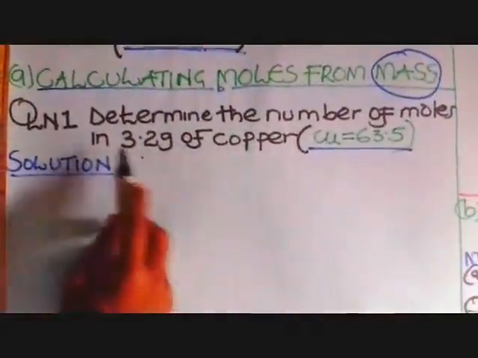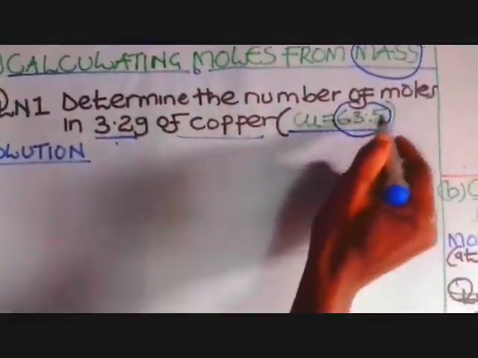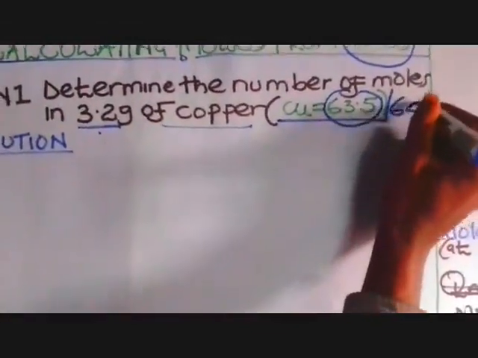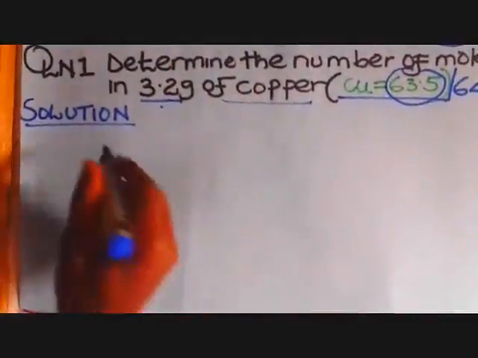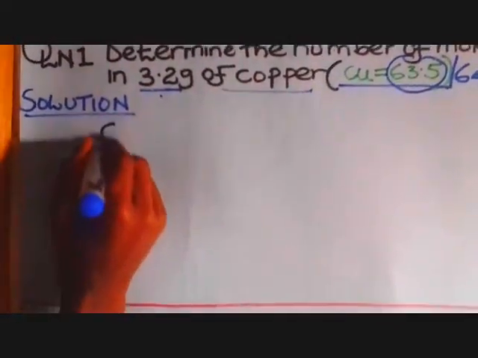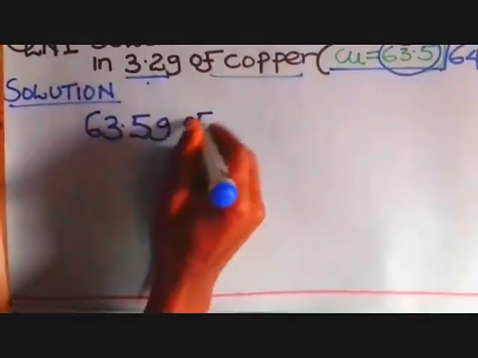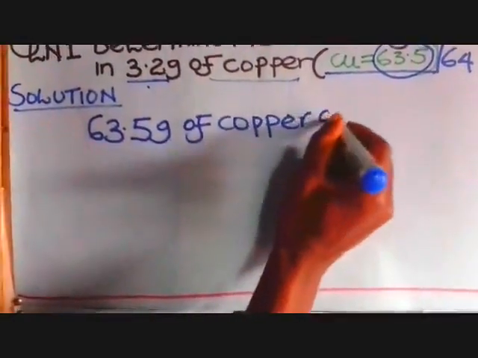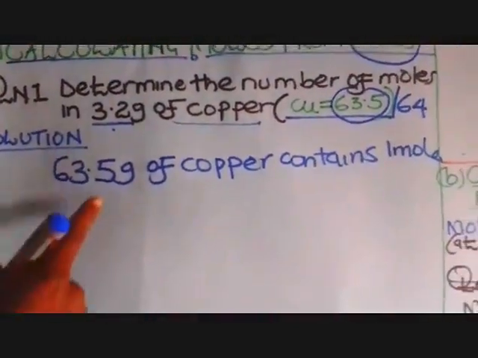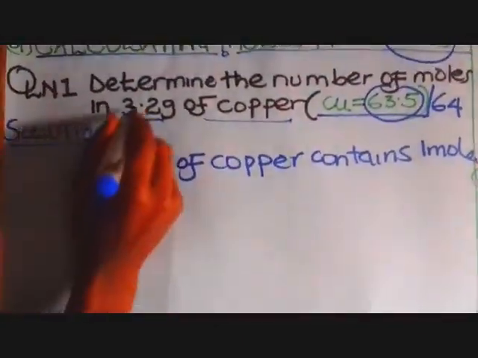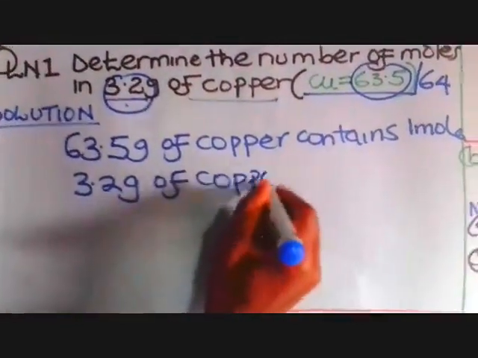They say determine the number of moles in 3.2 grams of copper. Remember, from the periodic table, copper is reflected by 63.5. Others will even say 64. Now, this one we are calling relative atomic mass. What we are going to do here, we are going to simply say that the 63.5 grams of copper contains one mole of copper. So if the 63.5 grams of copper contains that, then we say, what about this one given in the question? What about the 3.2 grams of copper contains?